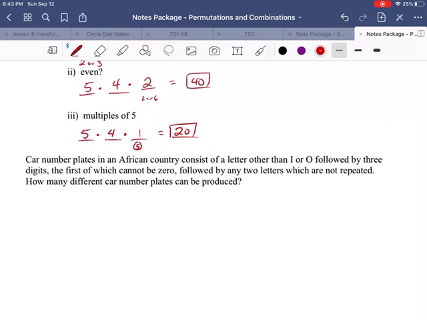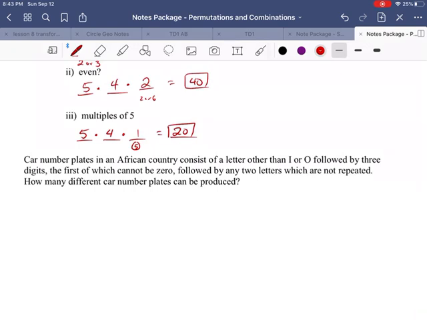Car number plates in an African country consist of a letter other than I or O, followed by 3 digits, the first of which cannot be 0, followed by any 2 letters which are not repeated. That's important. How many different car number plates can be produced? Okie dokie. So the first spot is going to be not I or O. Now again, something you just need to know is that there's 26 letters. So if 2 of these are not allowed, that means there's still 24 options. A, B, C, D, etc. Just can't be I or O.